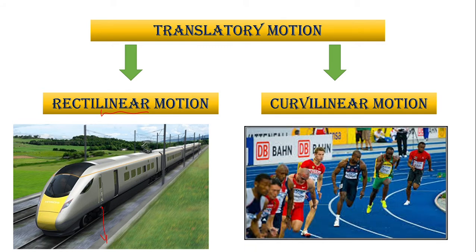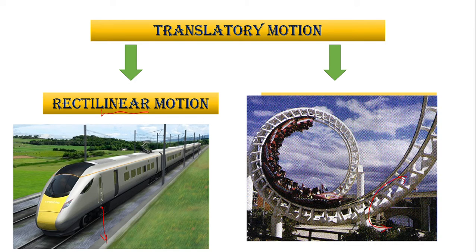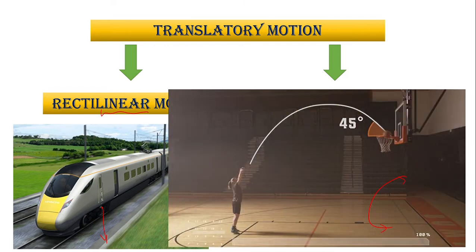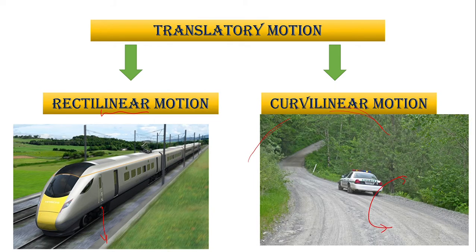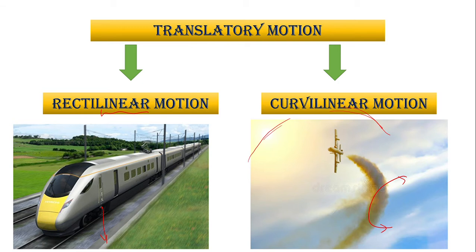Let us see curvilinear motion. Athletes running on a curved track. You see a curve over here. On that track they are running, so it's a curvilinear motion. A roller coaster ride, that is a curve, so that will be a curvilinear motion. A girl throwing a ball. A basketball has been thrown. Now it forms a trajectory. This would be a curvilinear motion. A car moving on a curved road, that would be an example of curvilinear motion. A plane performing acrobatics. It is forming a curve, so that would be a curvilinear motion.